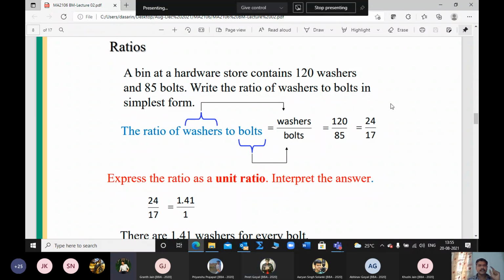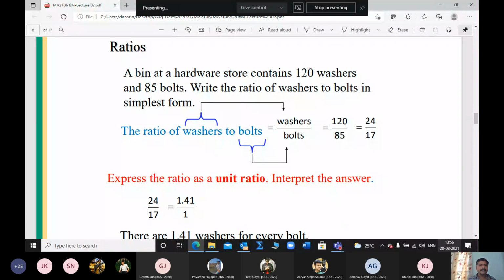You understood? 0.70. We have the calculator, so we can anyhow calculate that, but the basic thing is this fraction that we need to be able to write. So the answer to the slightly twisted question, write the ratio of the bolts to the washers, would be 85 divided by 120 or 17 divided by 24. Or further, we can use the calculator. We can write the answer as a fraction also. That is also allowed. So, moving ahead.